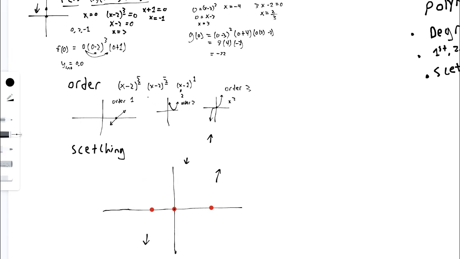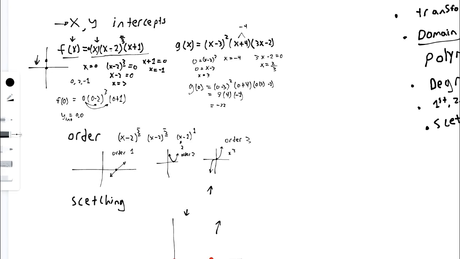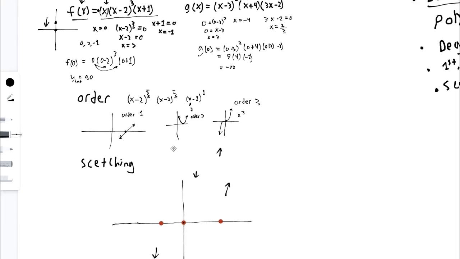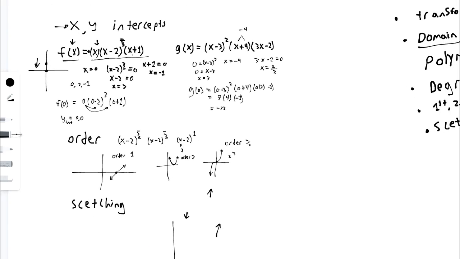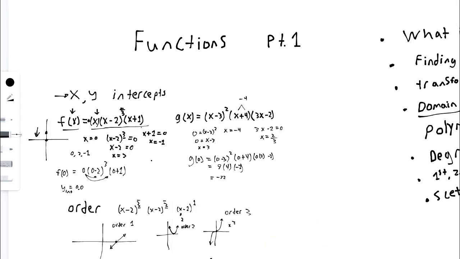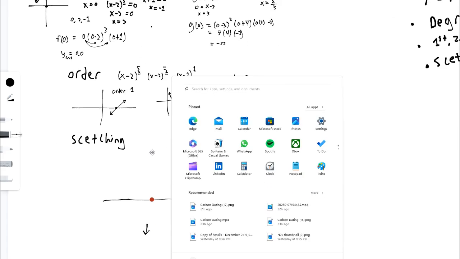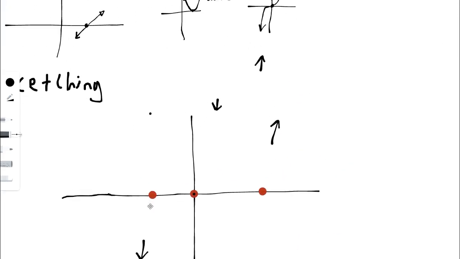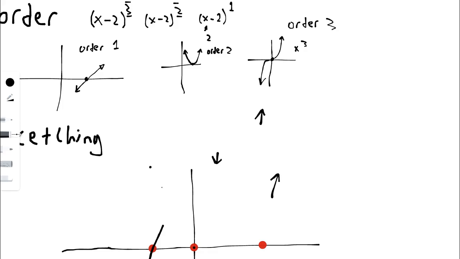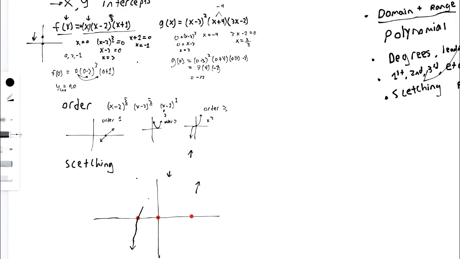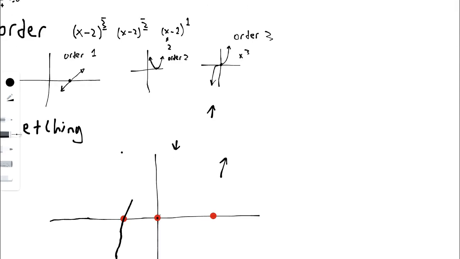And now let's look at our orders. Actually, let's start from the left. So x plus 1. If we look at that, it's going to be straight through. So it's going to look something like this. And then it has to eventually get to this point right here. So it's going to turn around somewhere up here, and it's going to come down here.